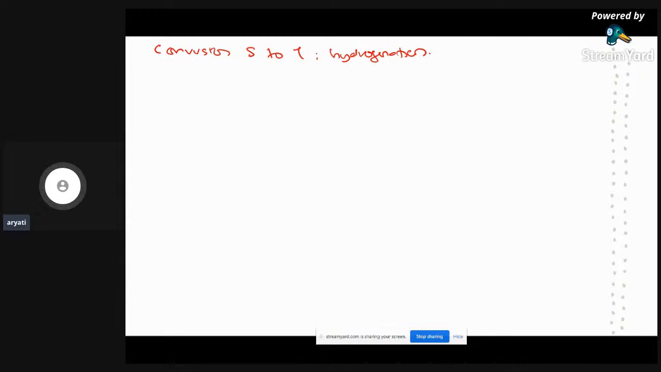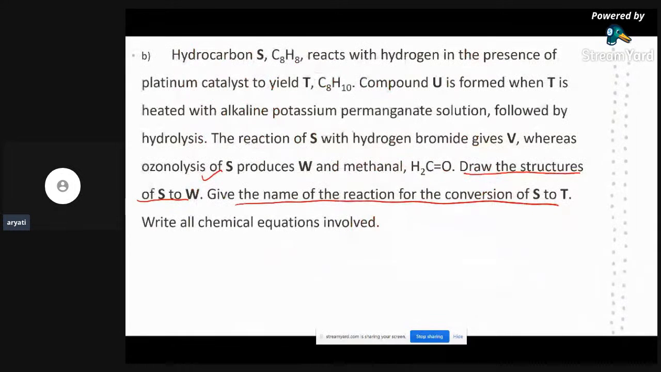Okay, next question. Sebab dia bukan suruh bagi type, dia suruh bagi nama. Kalau type of reaction barulah addition, electrophilic addition, nucleophilic addition, free radical substitution, nucleophilic substitution, and so on. Tapi dia suruh bagi nama. So nama ialah hydrogenation, oxidation, reduction. Itu adalah nama. Write all the chemical equation involved. Tulis semua persamaan kimia yang terlibat.